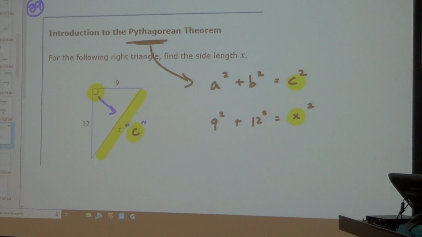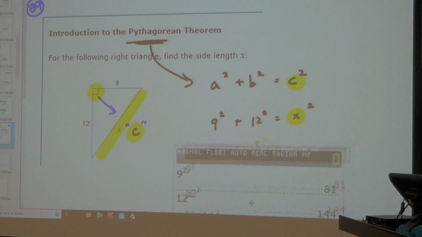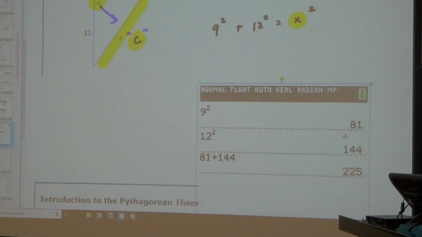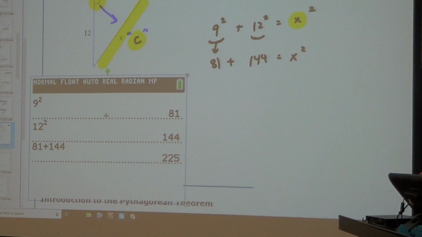So I go to my calculator. Oops, hit the wrong button. And I'm going to do 9 to the second power, and 12 to the second power. And I'm going to add those 2 numbers, 81 plus 144. So I have 81, 144, and that equals x squared. Well, then, when I add these two numbers, that gives me 225 equals x squared.